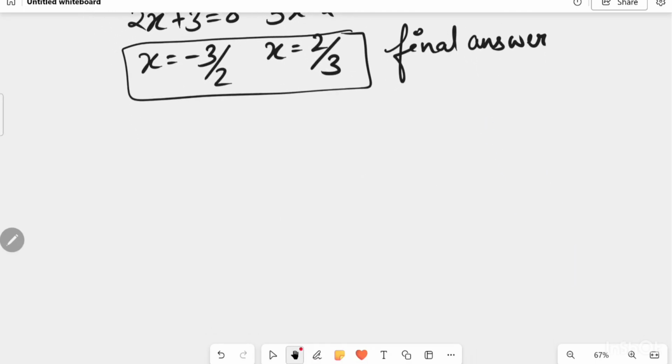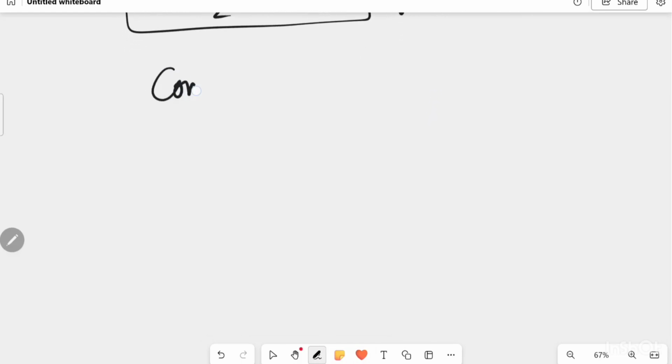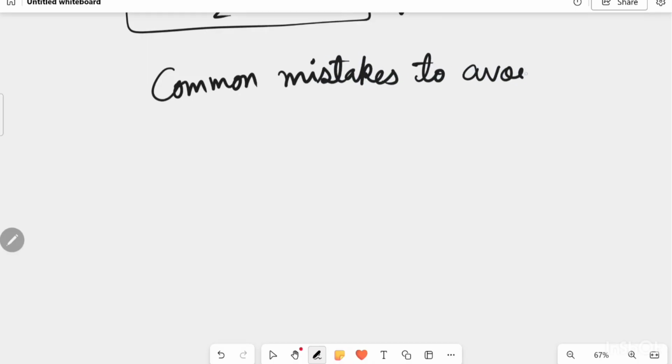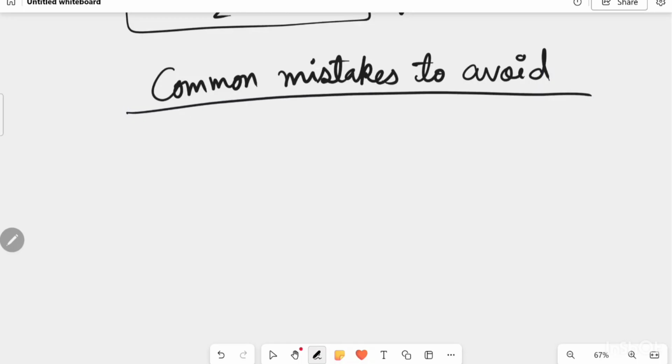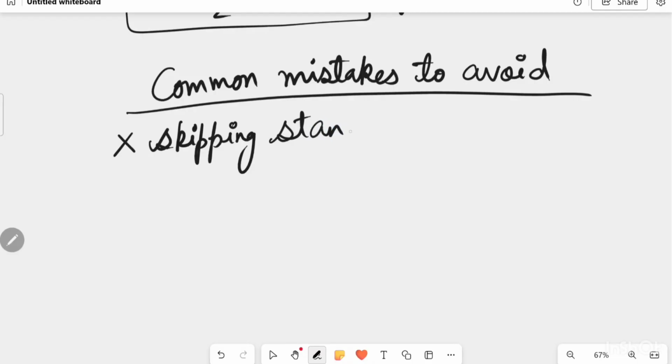Hope you understand this. Now, what are the common mistakes to avoid? First, skipping standard form. We don't have to skip the standard form. It is very helpful.